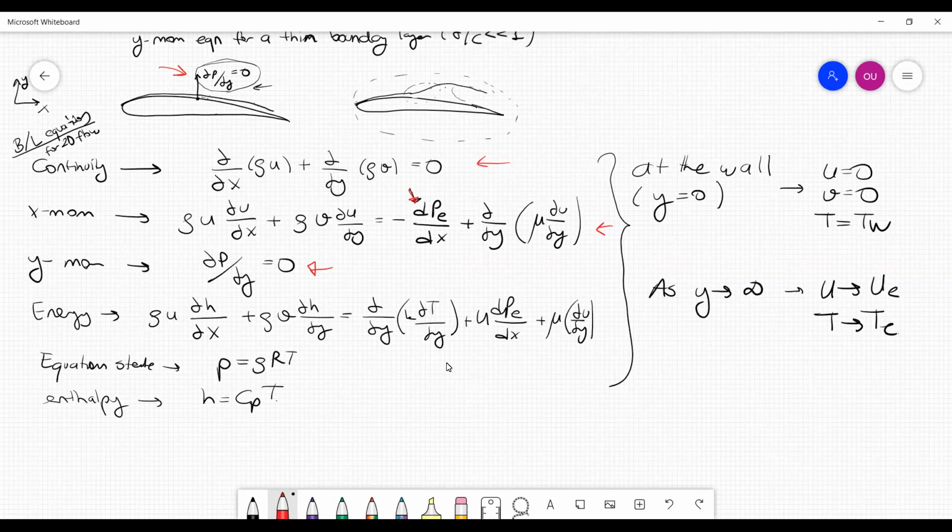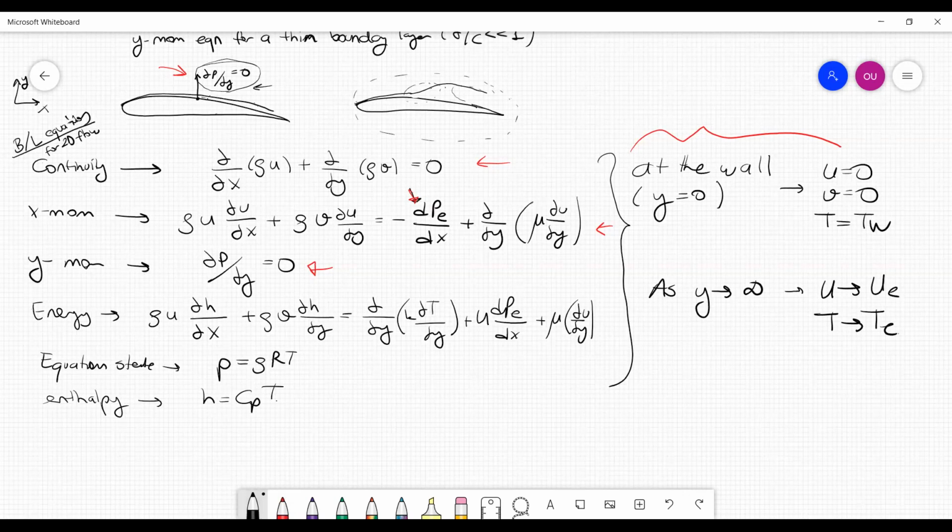So this is a simplified form of the Navier-Stokes equations. Now, of course, in order to solve this equation set, we need boundary conditions. So these are the boundary conditions, and of course we know them. At the wall, at y equal to 0, the velocities u and v are 0. That's what we call the no slip condition. And temperature must be equal to the wall temperature. So that's the wall condition. And as y goes to infinity, as you approach the edge of the boundary layer and beyond, u becomes equal to u edge and T becomes equal to T edge, especially for a flat plate.